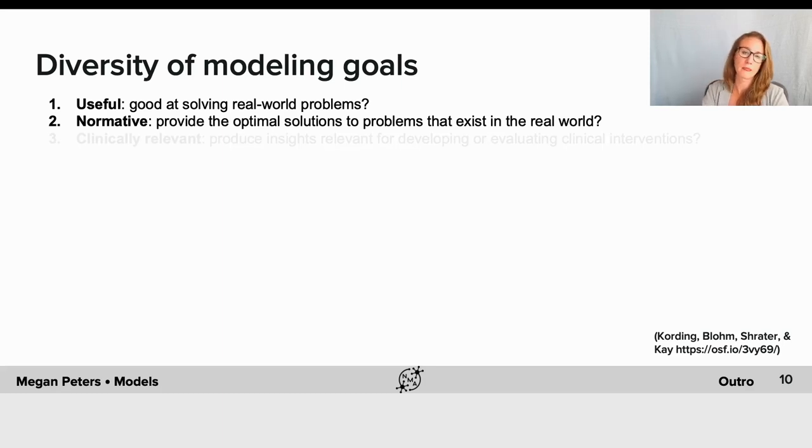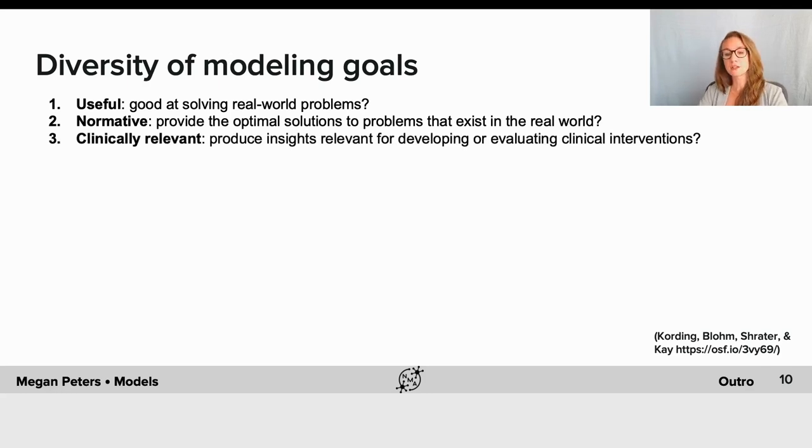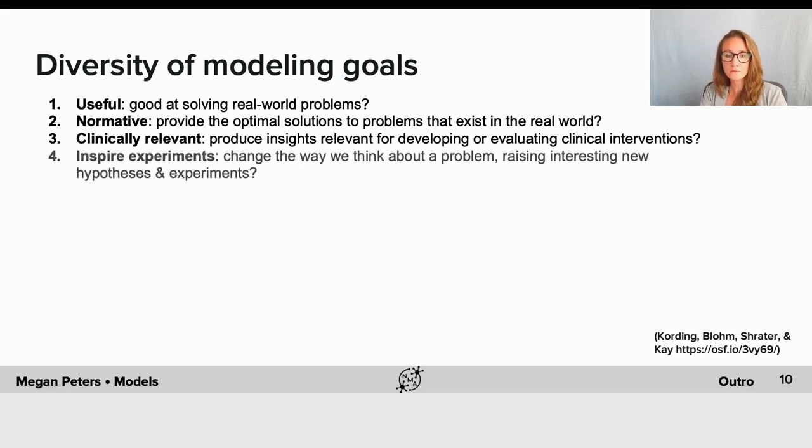Maybe you want your models to actually be clinically relevant. So some models can produce insights that are relevant for developing or evaluating different clinical interventions. These models have the potential to reduce human suffering, and so there's no doubt that clinical relevance is also a meaningful goal. Maybe you want to inspire experiments. Some models change the way we think about a problem, and so they raise interesting new hypotheses. This can then inspire new experiments.